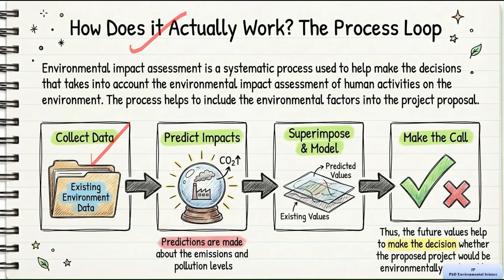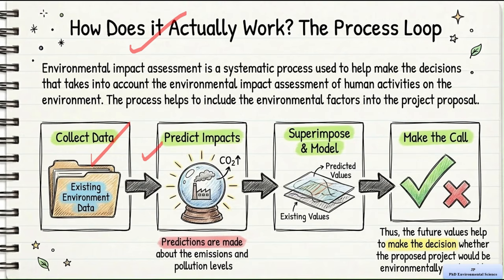Step 2, predict impacts. Next, we try to predict what will happen if the project starts. We estimate pollution levels, emissions, environmental changes. For example, if the factory starts, how much smoke will be released? How much water will be polluted?